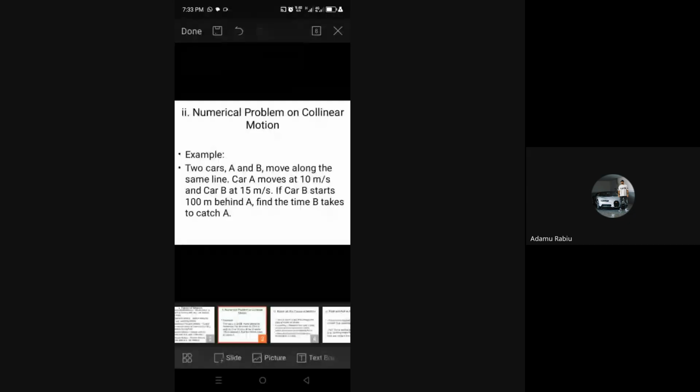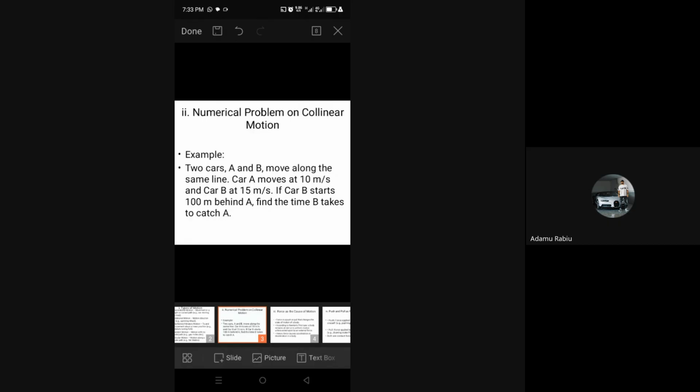Car A moves at 10 meters per second and car B at 15 meters per second. You know, once you see meters per second, you are dealing with velocity. They have given you the initial velocities of these two cars now, 10 and 15 respectively. If car B starts 100 meters behind A, find the time B takes to catch A.